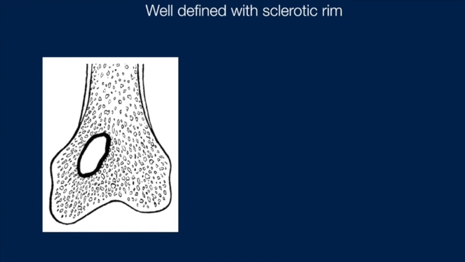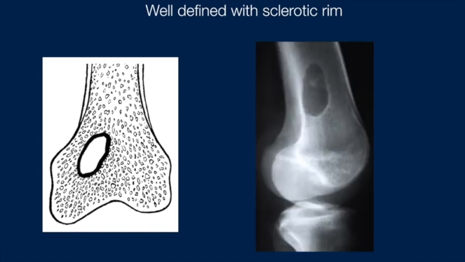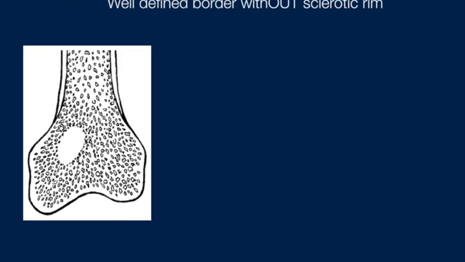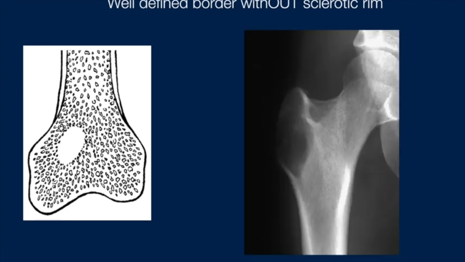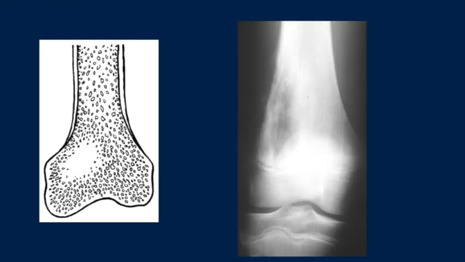The type 1A geographic lesion is well-defined with a sclerotic rim. An example. The 1B, geographic, well-defined, but this time without the sclerotic rim. Here's an example. Type 1C is a geographic lesion that is not well-defined.